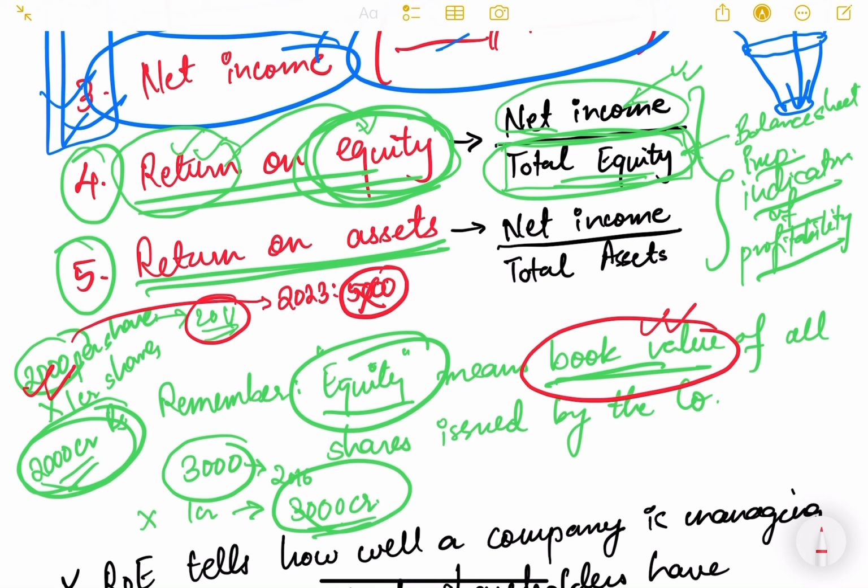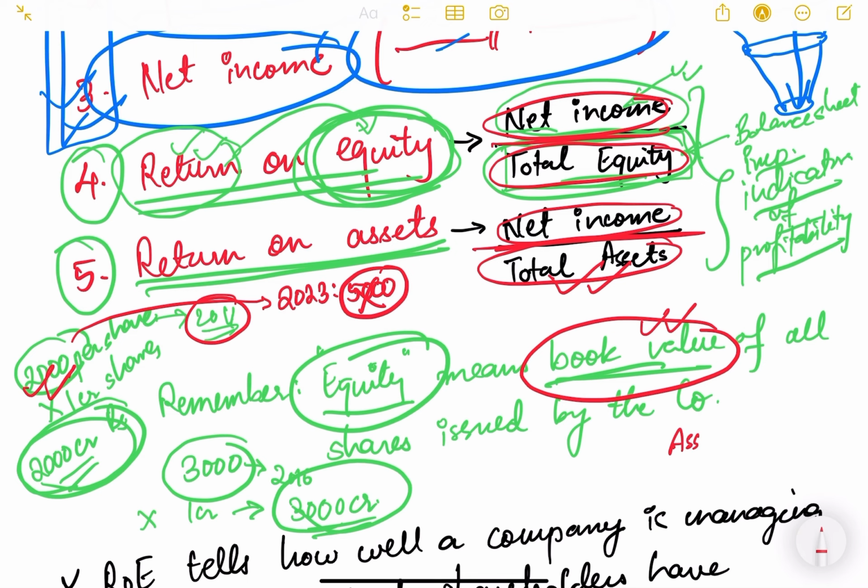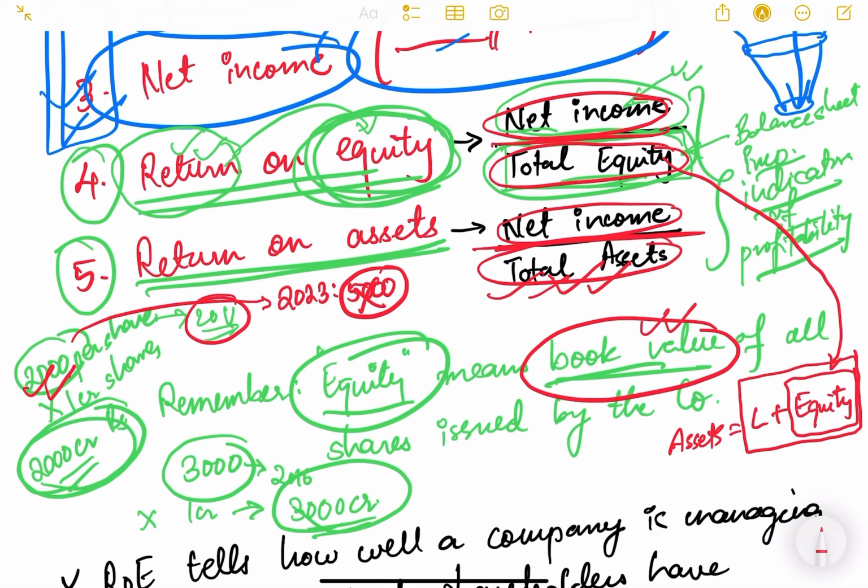So return on equity is basically net income divided by total equity. This is the formula. And return on assets is again net income divided by total assets. So it looks at the net income from the perspective of the assets that you have. One simple formula I have told you: assets is equal to liability plus equity. In return on equity we are only considering the equity part, but in assets we are considering equity plus liability both. So in the denominator here assets is liability plus equity, whereas here it is only equity.